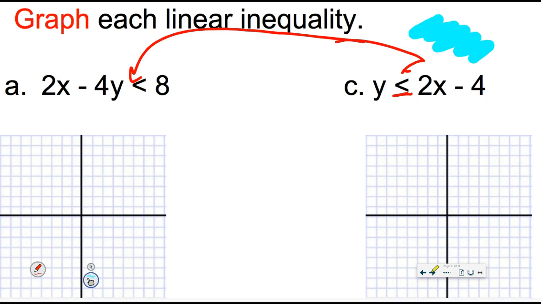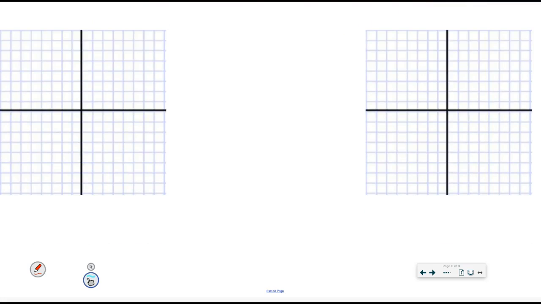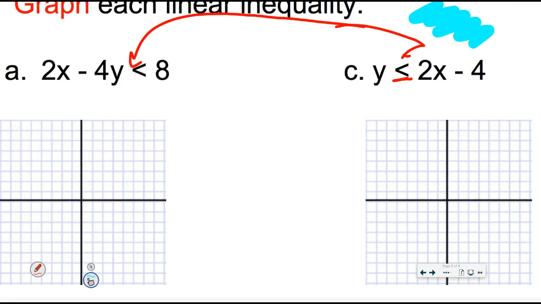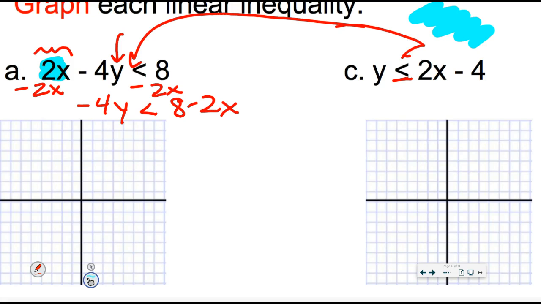Is there a B? Is it down here? I've got A and C. That's kind of weird. So if I go over here, before I can graph the line, Rhea, I need to solve it for y. Do you remember doing that last week? So how do I get rid of this right here? You do the opposite. It's a positive 2x, so she's going to subtract it. Right, Connor? And I get the negative 4y less than 8 minus 2x, or you can do negative 2x plus 8.